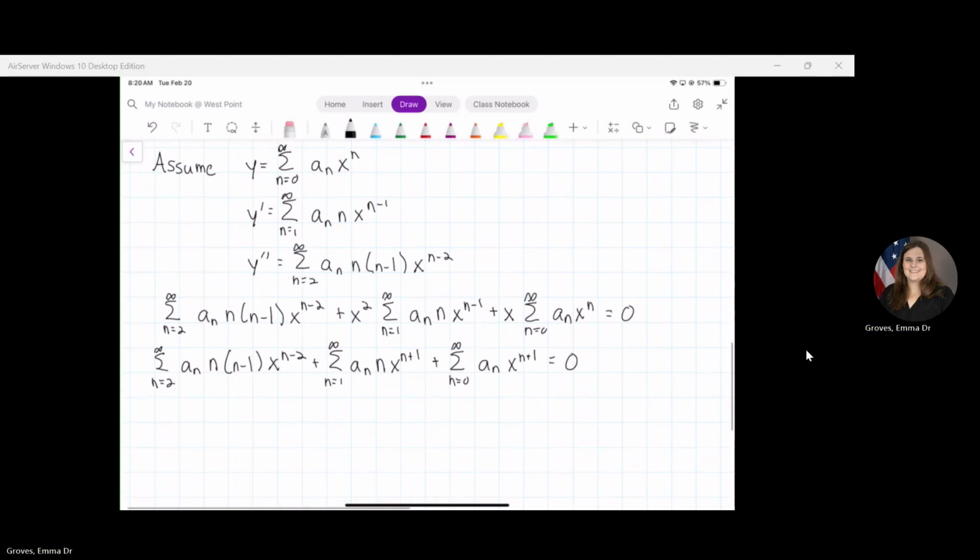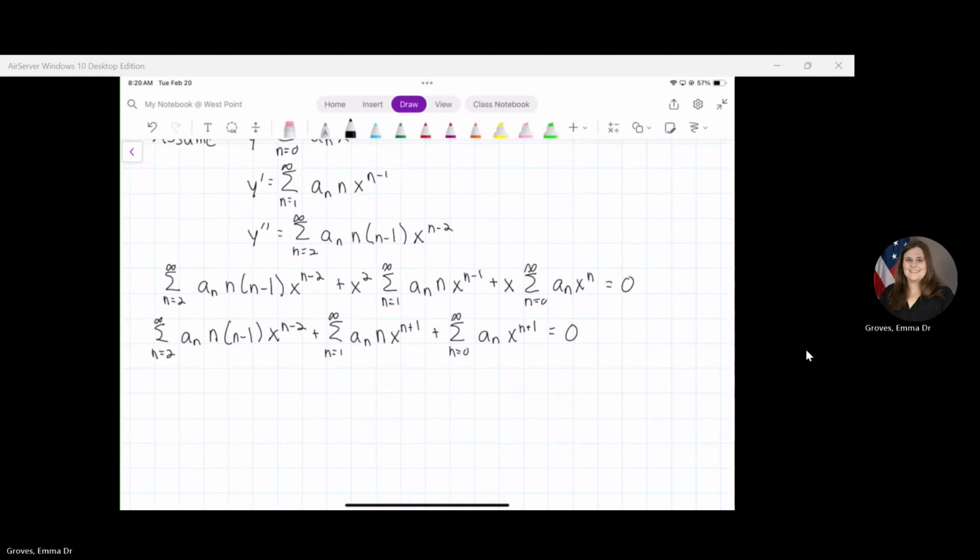Are we okay with that? So I just distributed my x's inside my summation, which increased the middle one, the power of x, by 2, and then the last one, the power of x increased by 1.